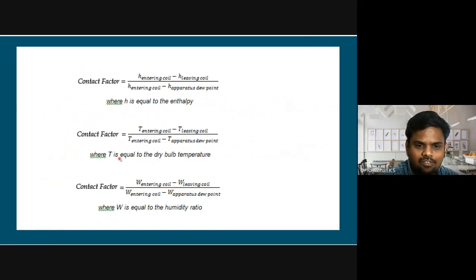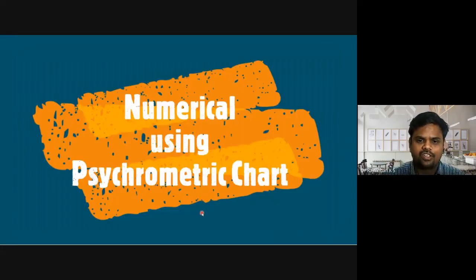Okay, so there is another factor called contact factor, which is mainly for a heating or cooling coil. This equation can be used to determine the contact factor. Now we will start solving numericals using the psychrometric chart.